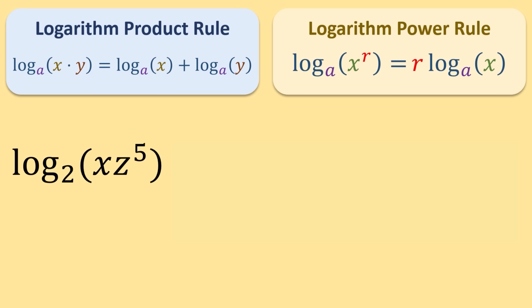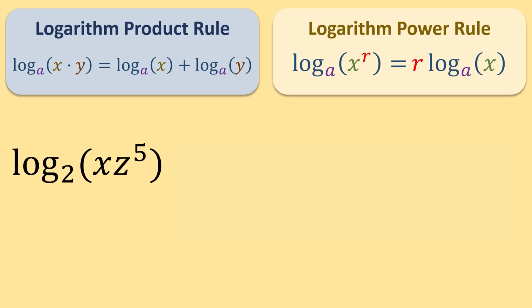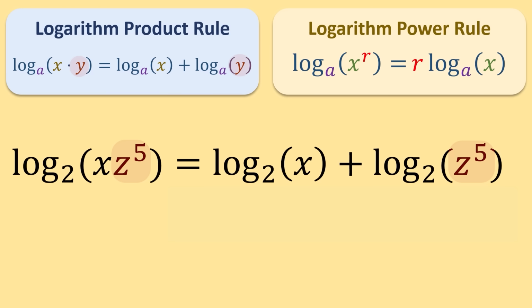Now, should I handle the product or the power first? Well, that would depend on the problem. But in order to use the power rule, everything within the logarithm must be raised to the power to bring it out front. Since we are not working with x times z all raised to the 5th power, we will not work with the power rule first. So we'll start with the product rule. I have a product of x times z to the 5th power. I can rewrite this single logarithm as log base 2 of x, the first expression, plus log base 2 of z to the 5th power, the second expression.